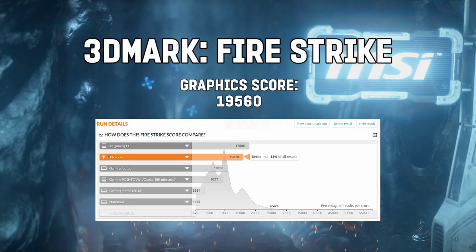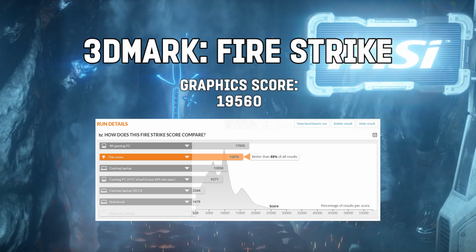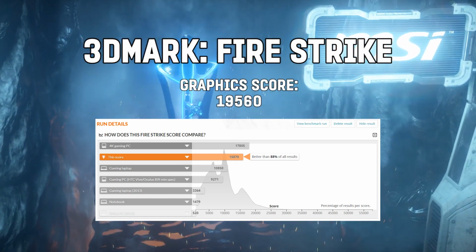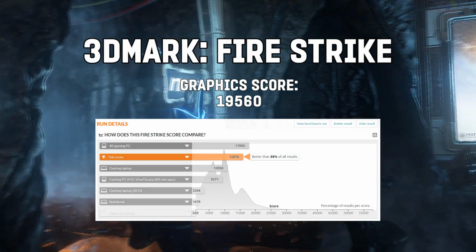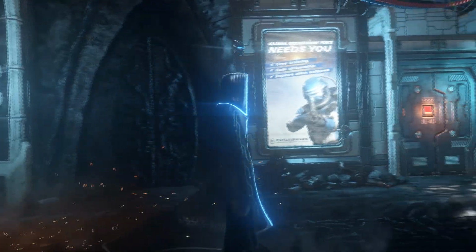In the 3DMark Fire Strike benchmark, we got a score of 19,560. This puts us at the top 12% of all the users who submitted their benchmark at 3DMark.